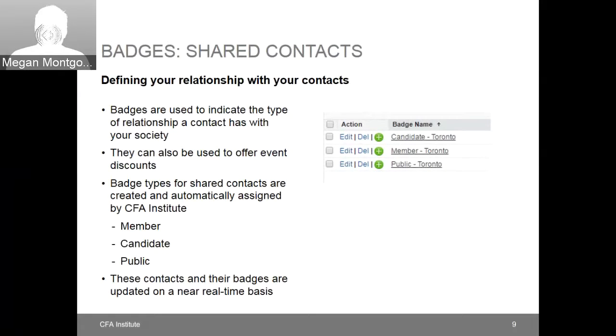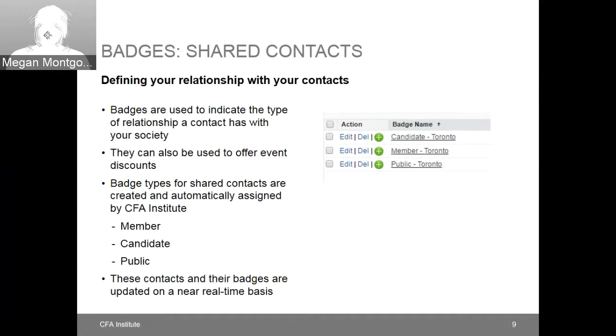Okay, so then badges. I know we've talked a little bit about badges already, and badges are essentially a way of tagging your contacts to show the relationship that they have with the society. So there are certain badges that are applied automatically. And the other thing that these badges can do is they can help you offer discounts to specific groups of individuals based on those badges.